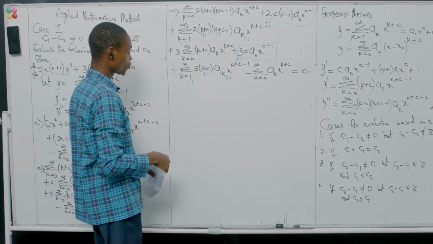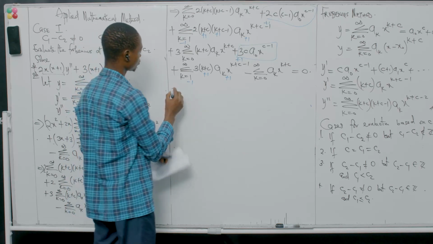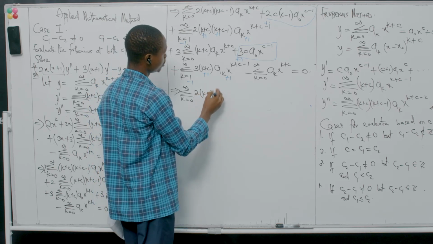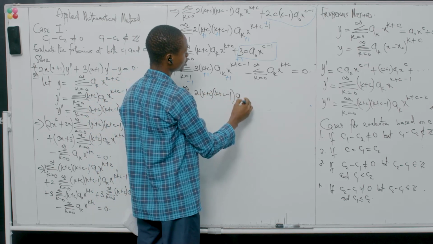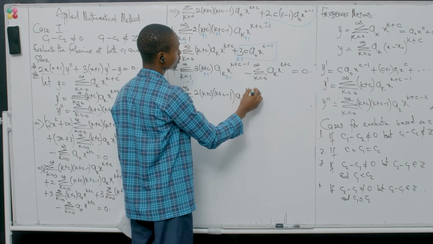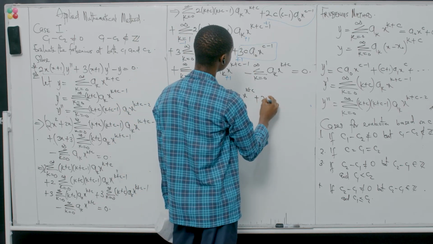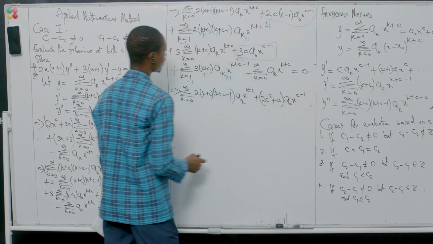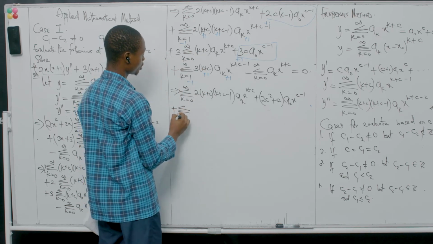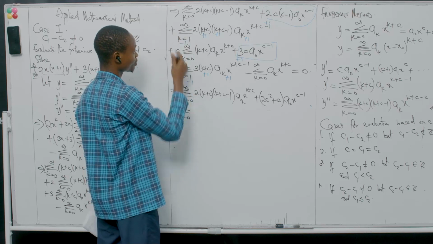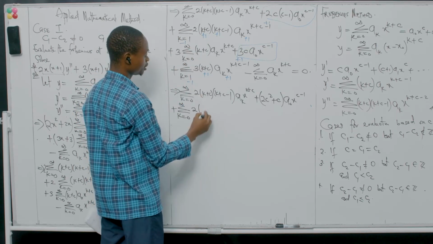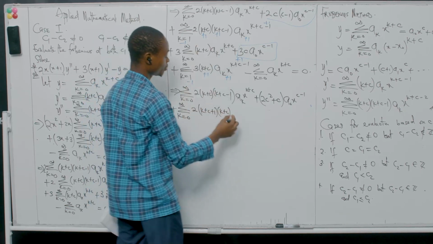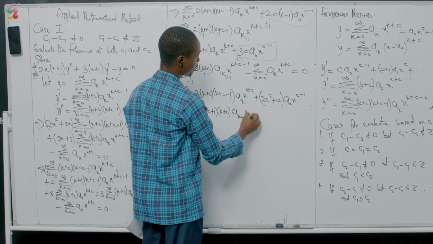So I will now have summation k starting from 0 to infinity, (2k plus c minus 1) a_k x raised to power k plus c. And then here I'll be left with 2c squared plus c, a naught x raised to power c minus 1. Here I'll be left with plus summation k starting from 0, because 1 minus 1 is 0, (2k plus c plus 1)(k plus c minus 1 plus 1 is 0) a_{k+1} x raised to power k plus c.